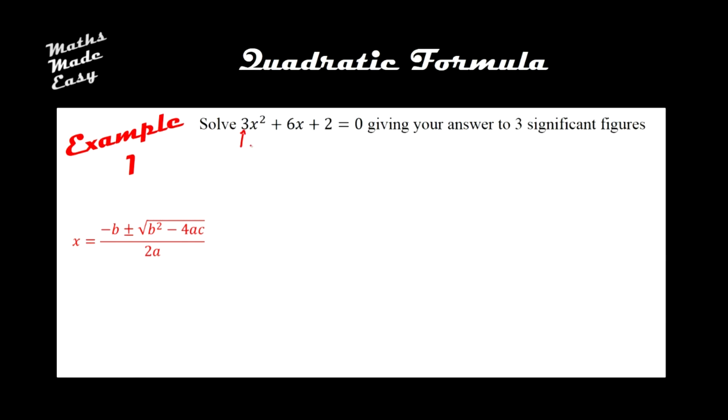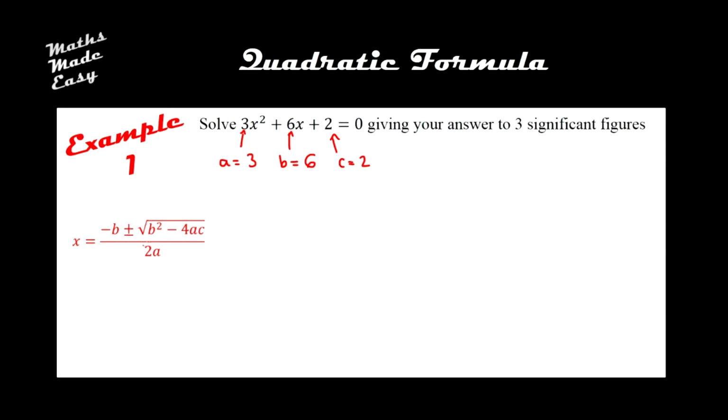Now A is going to be the number in front of the x squared here, so A equals 3. B will be the coefficient of x, so in this case B equals 6. And C will be the constant at the end, so in this case C equals 2. And I like to write those down for each question I'm doing.